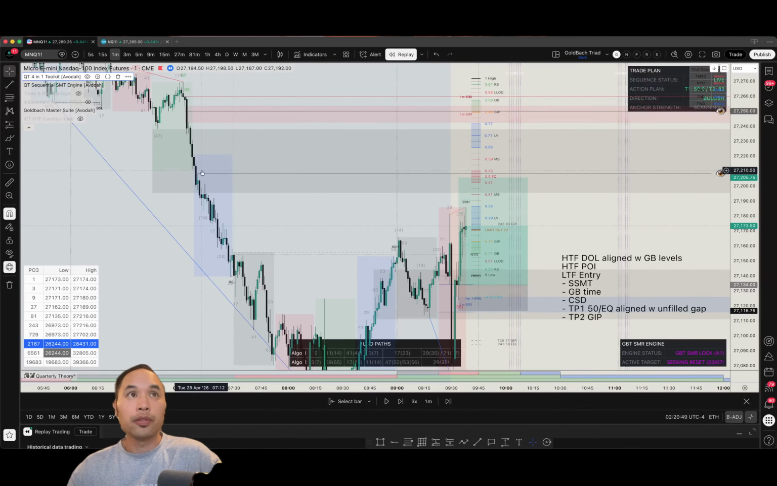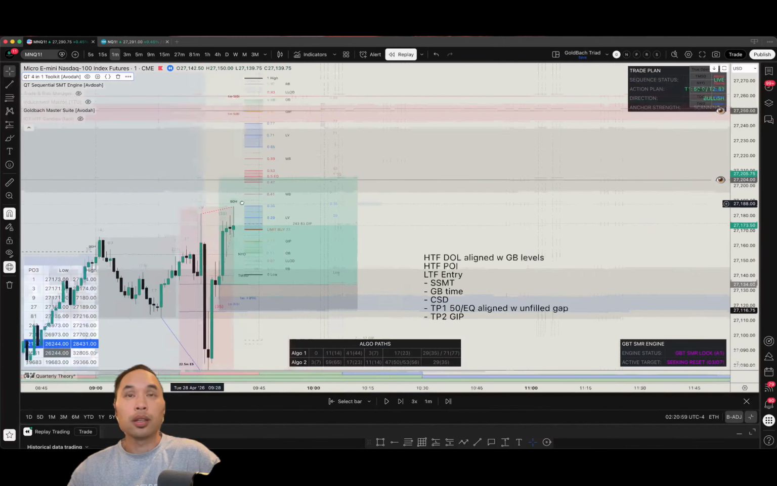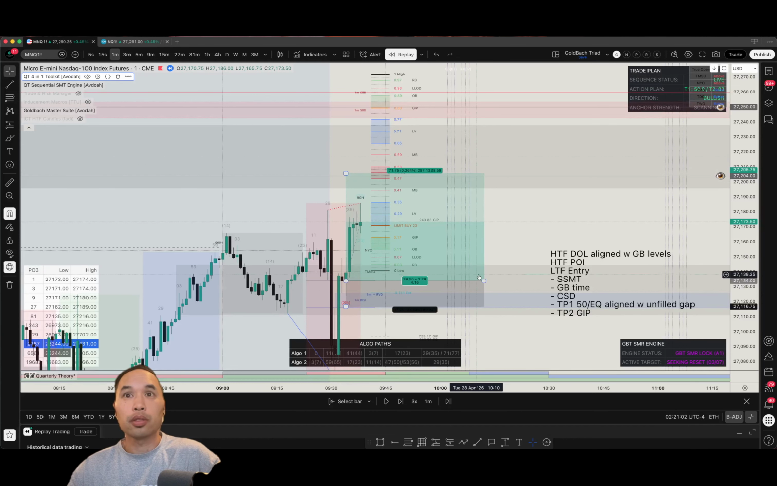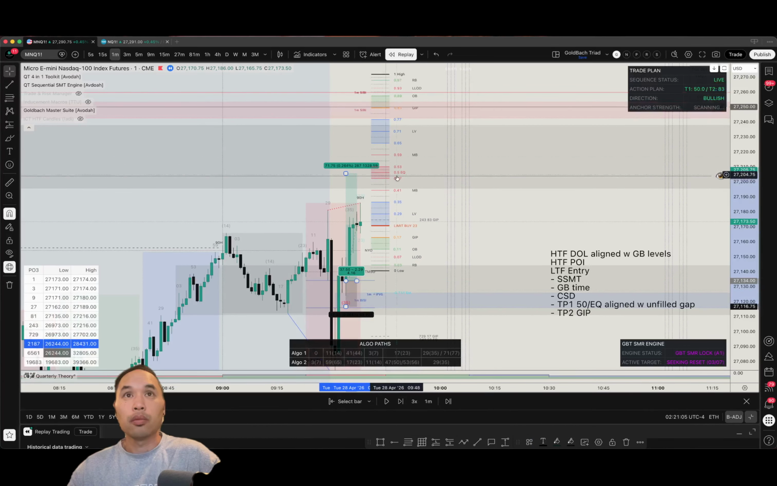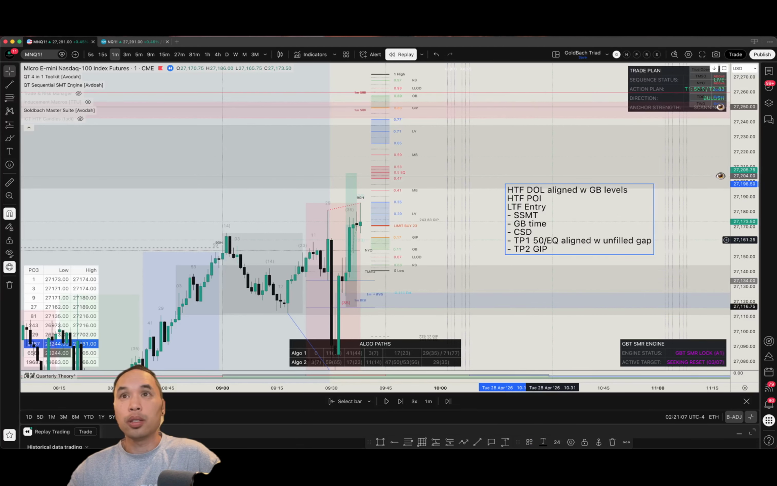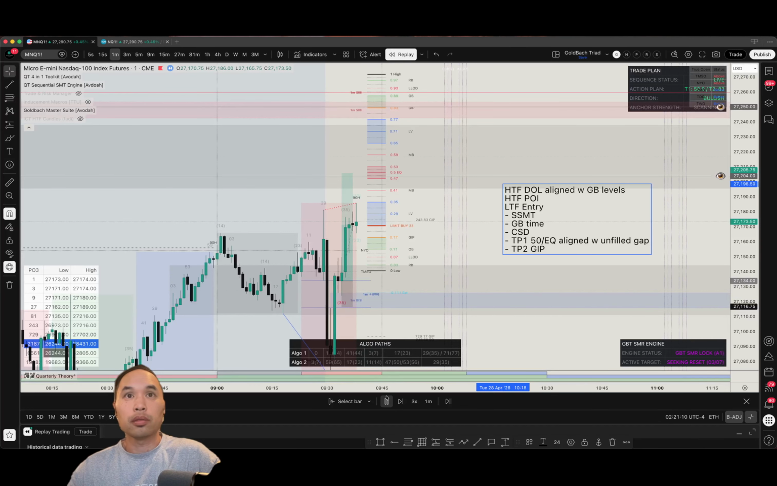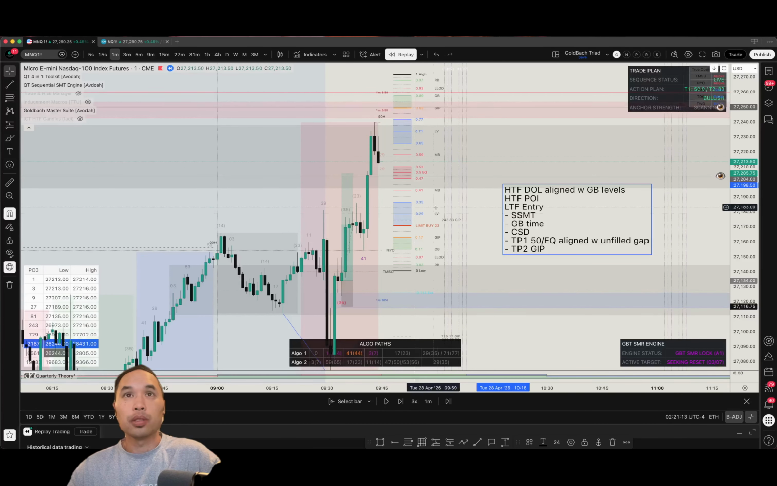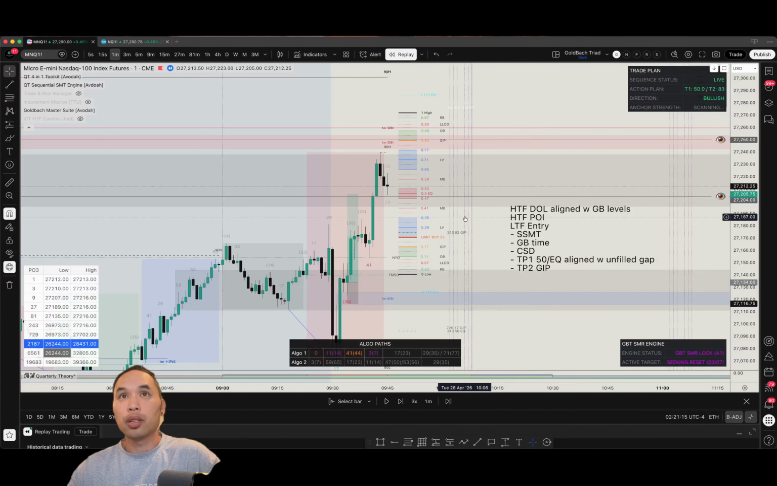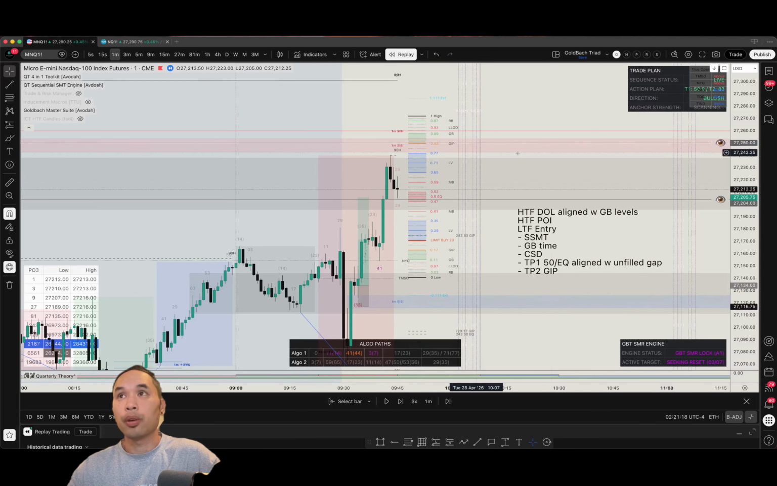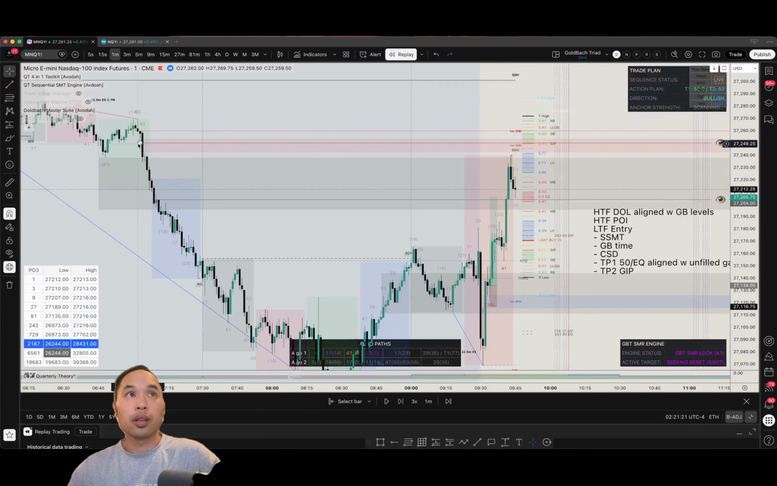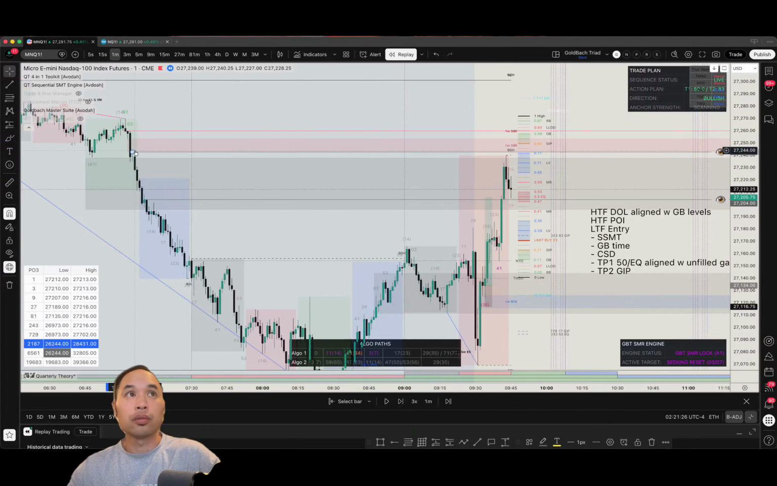So any unfilled gap or any previous quarter high or low is going to be a good liquidity pool for me. Plus, it aligns with this EQ level on the Goldbach levels. So that's what I mean by TP1 EQ. So we play it out. Boom, there's TP1. And then TP2 is my GIP level, which is right here, and that aligns really closely with the 242 level.